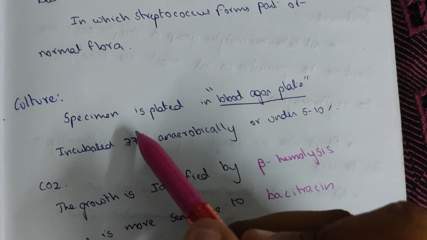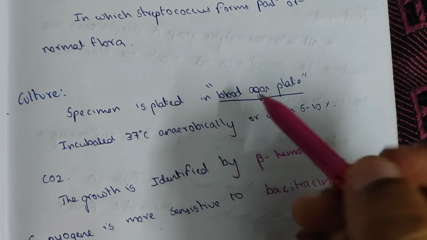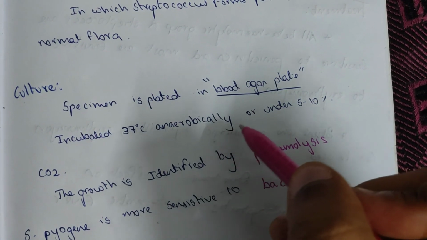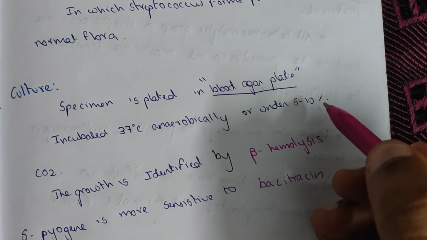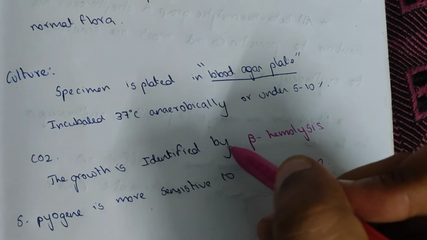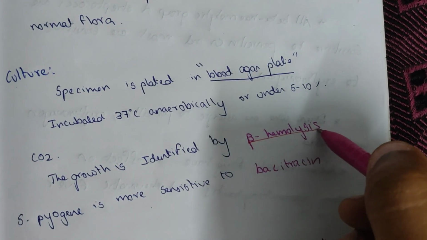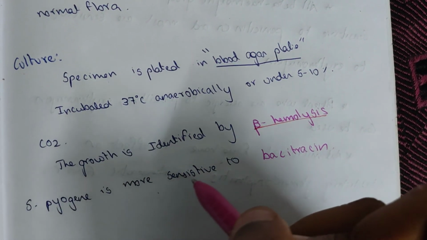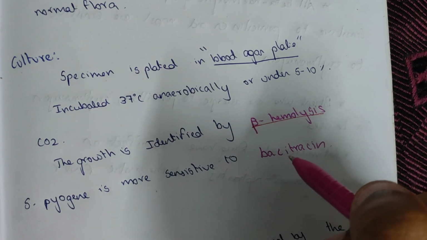Culture: the specimen is plated on a blood agar plate and incubated at 37 degrees Celsius anaerobically or under 5 to 10% CO2. The growth is identified by beta hemolysis. Streptococcus pyogenes is more sensitive to bacitracin.